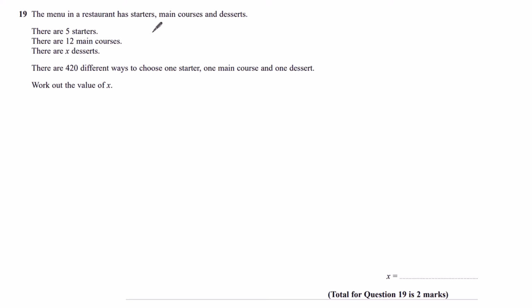Well, in this choice style question, to get the total number of choices, we multiply the values together. So if there are 5 starters, 12 mains and X desserts, we multiply the 3 together to get the total number of combinations. And so I've got 5 times 12 times X is equal to 420. This is 60X is equal to 420. Dividing by 60 gives me that there must be 7 choices for dessert.